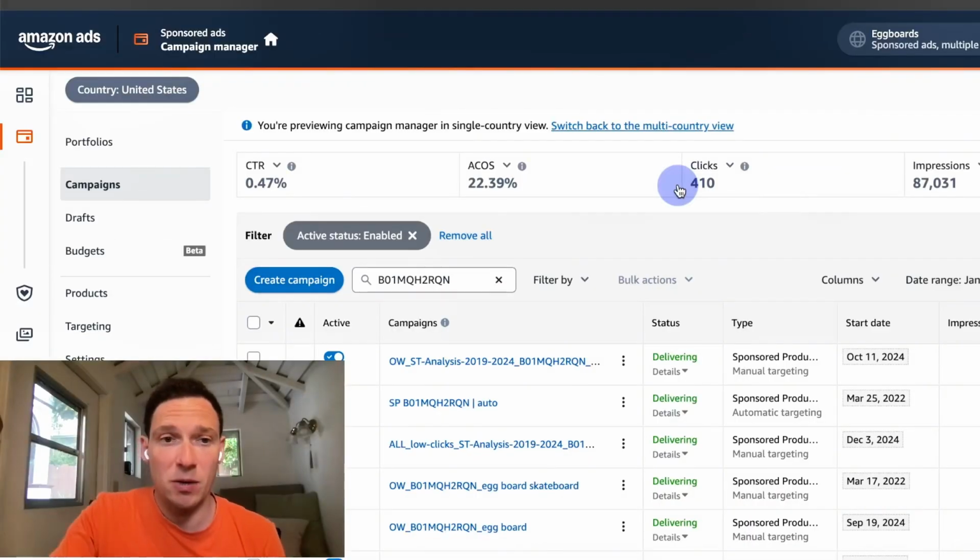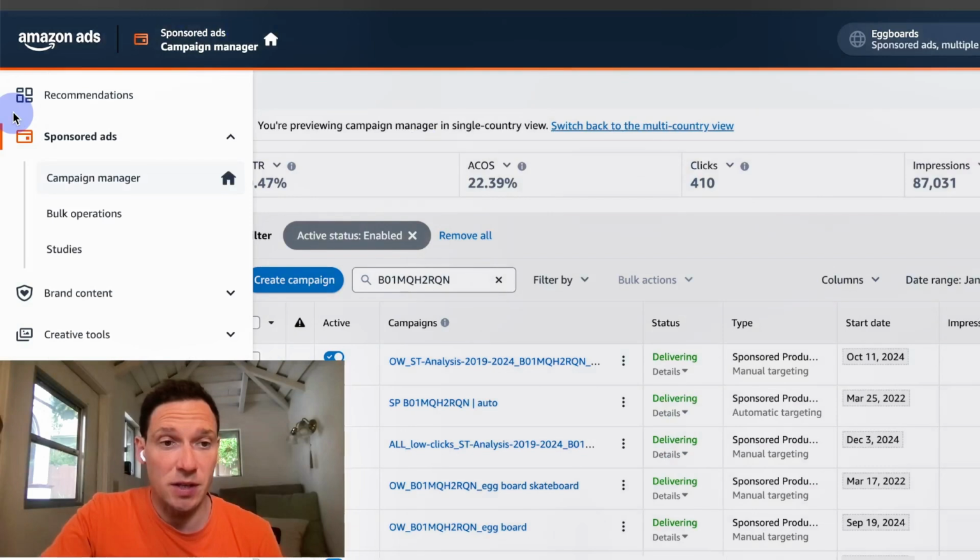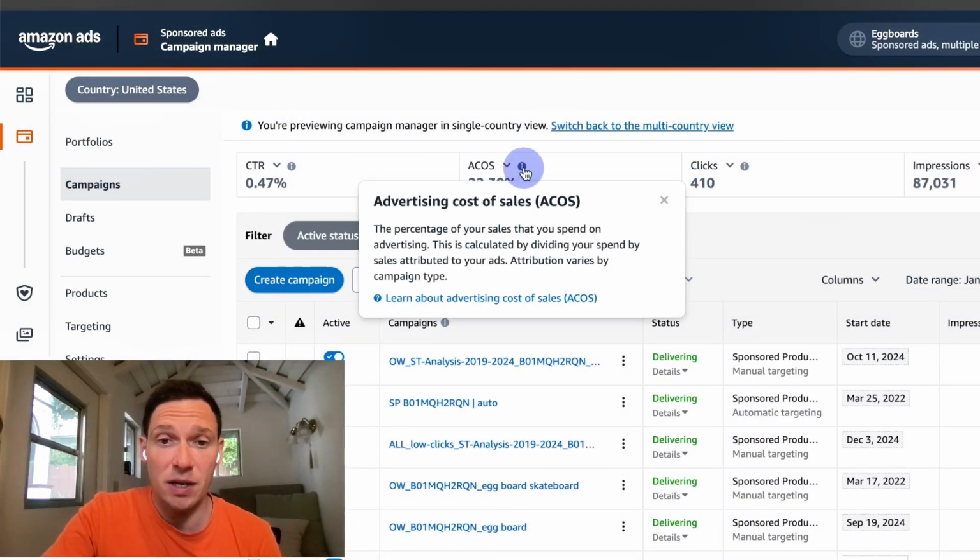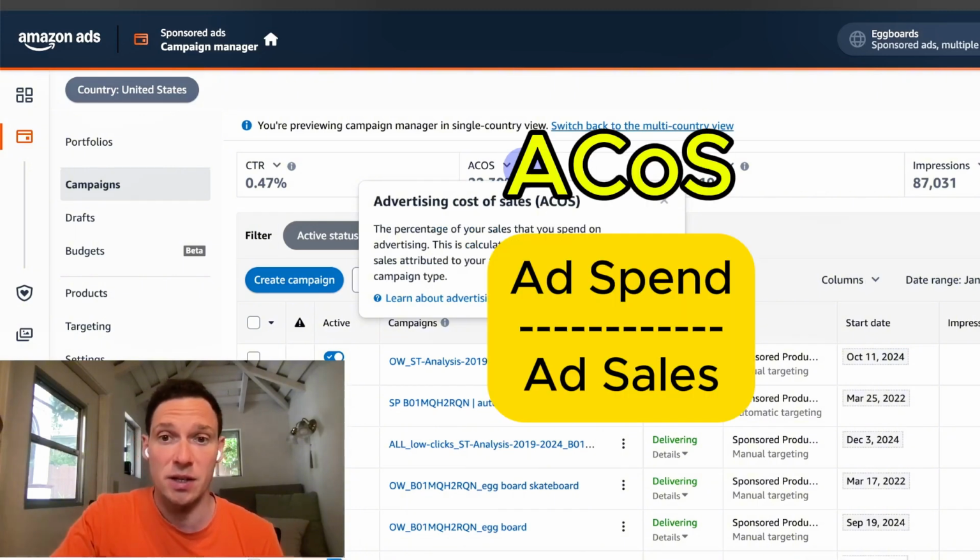You may be familiar with Amazon Seller Central. This is the campaign manager, and this indicator right here, advertising cost of sale, is what most Amazon sellers look at. This is advertising spend divided by the total sales generated by those ads.